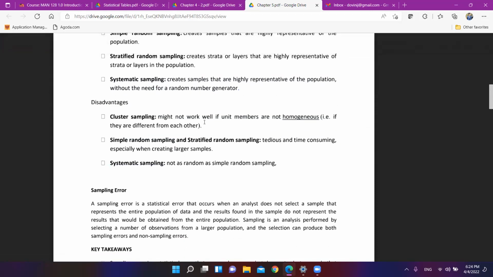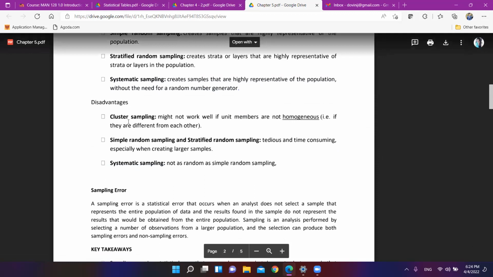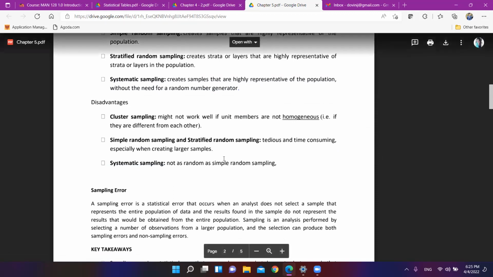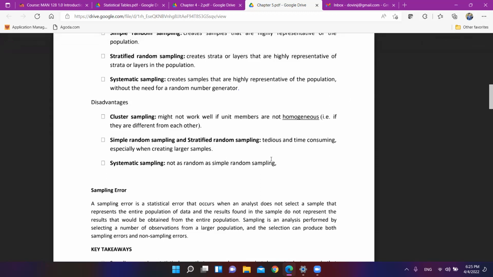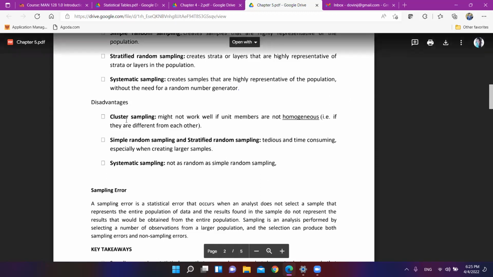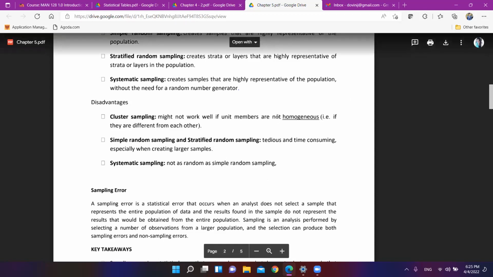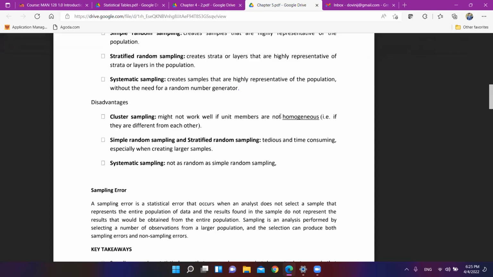The disadvantage is that cluster sampling might not work well if unit members are not homogeneous, if they are different from each other. Think you take the entire population of Sri Lanka, and as clusters you choose Colombo, Kandy and Jaffna. But within Colombo it may not be homogeneous, because we are accessing large groups. We go for cluster sampling when we have a large population, like the number of people in Sri Lanka. That is when disadvantages can arise. Even if we split into Colombo, Kandy and Jaffna, within them the income is not homogeneous.